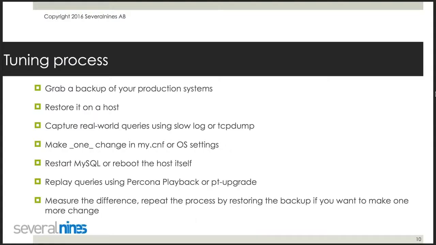So, the tuning process. The best way to approach it is to grab a backup of your production systems. You will have a point-in-time state of your data, which you can then go back to, restore on a host, some testing host. Ideally, this host will be using the same hardware as production, again, to make it more relevant to production. And then capture real-world queries, using slow dump, slow log or tcpdump.